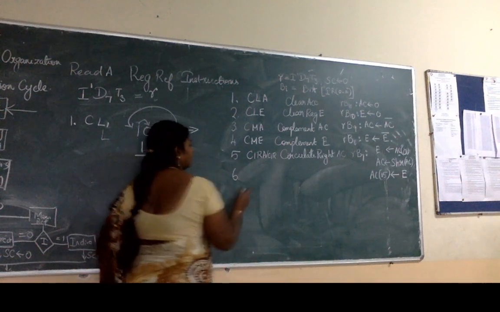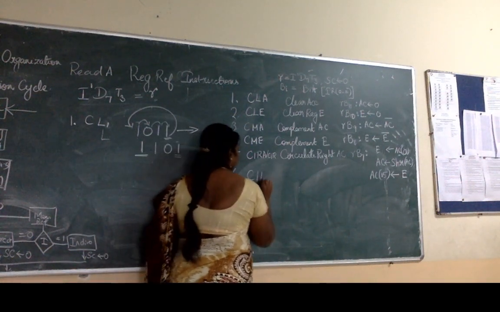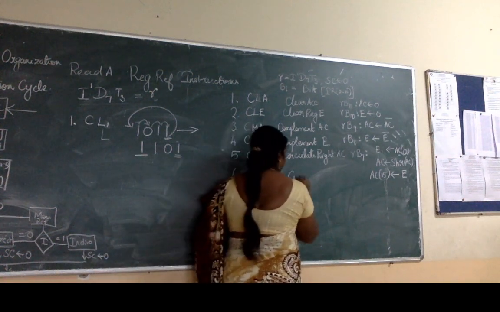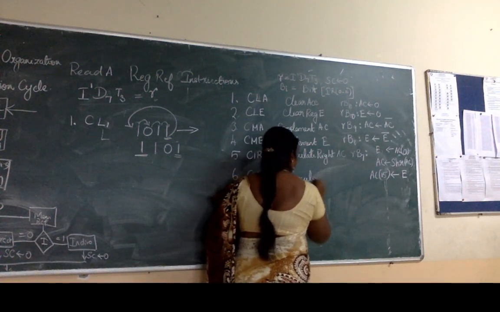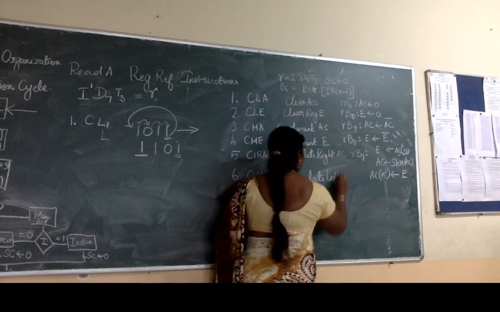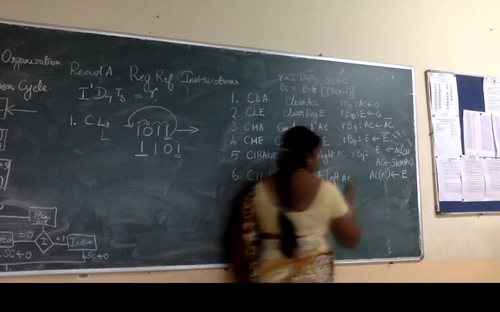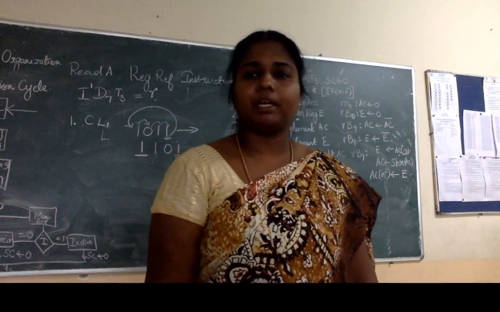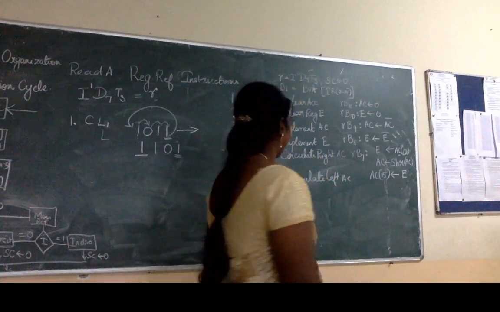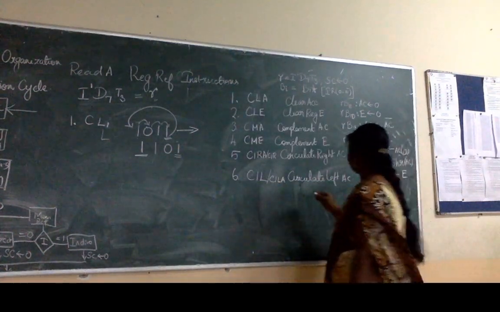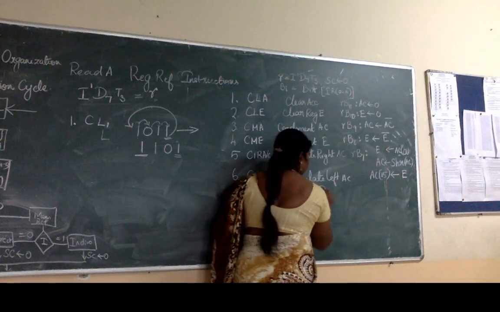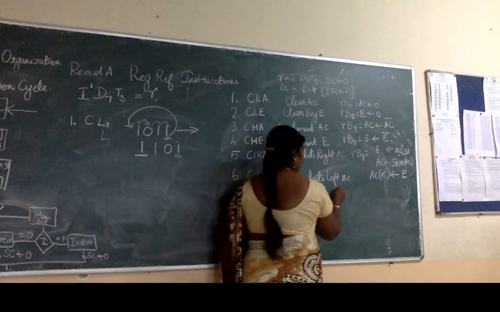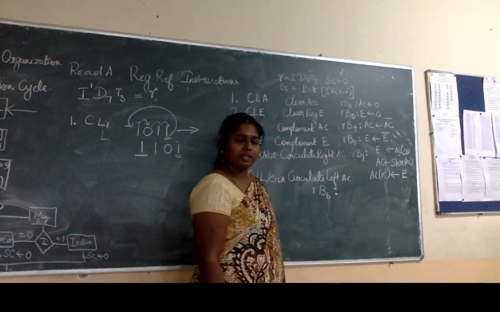The sixth instruction we have is CIL or CILA. It is circulate left of the accumulator. So this can be done using the control information RB6. With the control information RB6, we have the accumulator content.